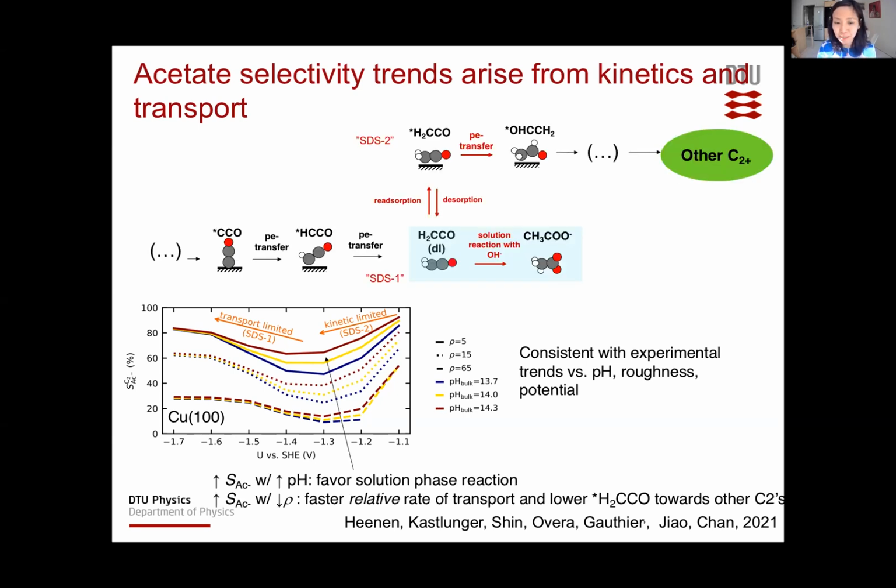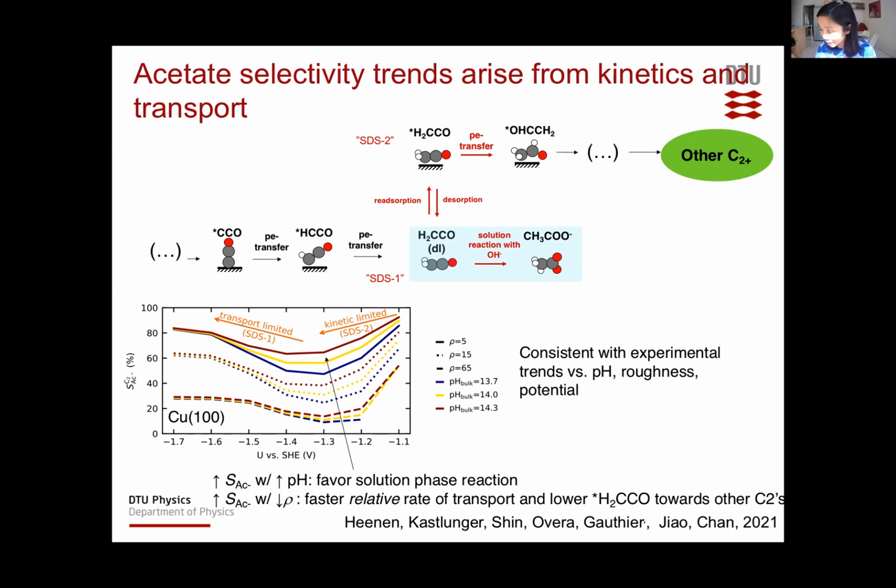And so when it comes to the pH effect, of course, if you have a solution reaction with OH minus, then having more of that is going to increase the reaction rate towards acetate. The impact of the type of copper within this model, we rationalize simply on the basis of the competition between kinetics and transport. And so when you have a rougher surface, you're increasing the effective rate of kinetics and decreasing the transport rate relative to kinetics. And vice versa, if you have a smoother surface, then the relative rate of transport is faster.